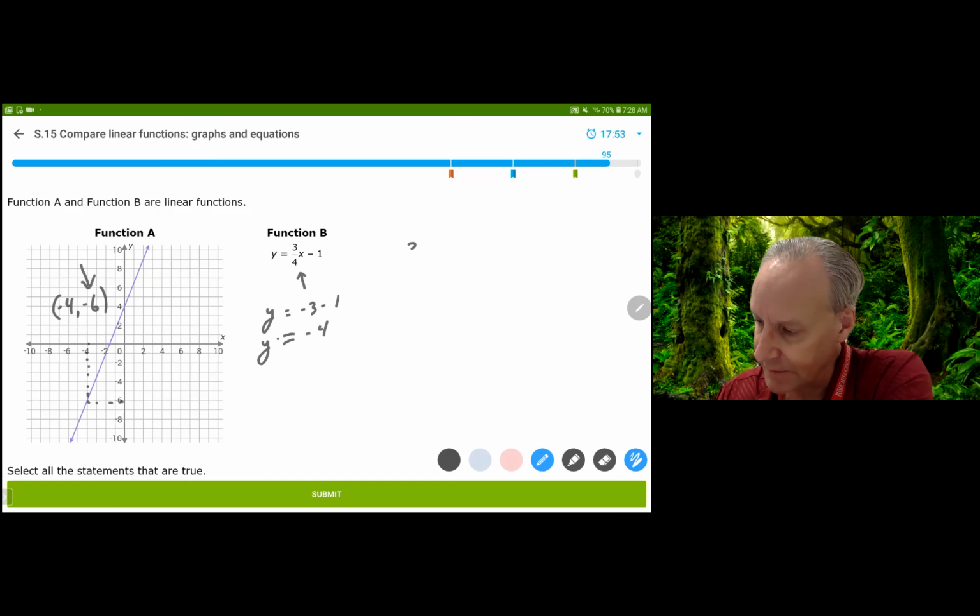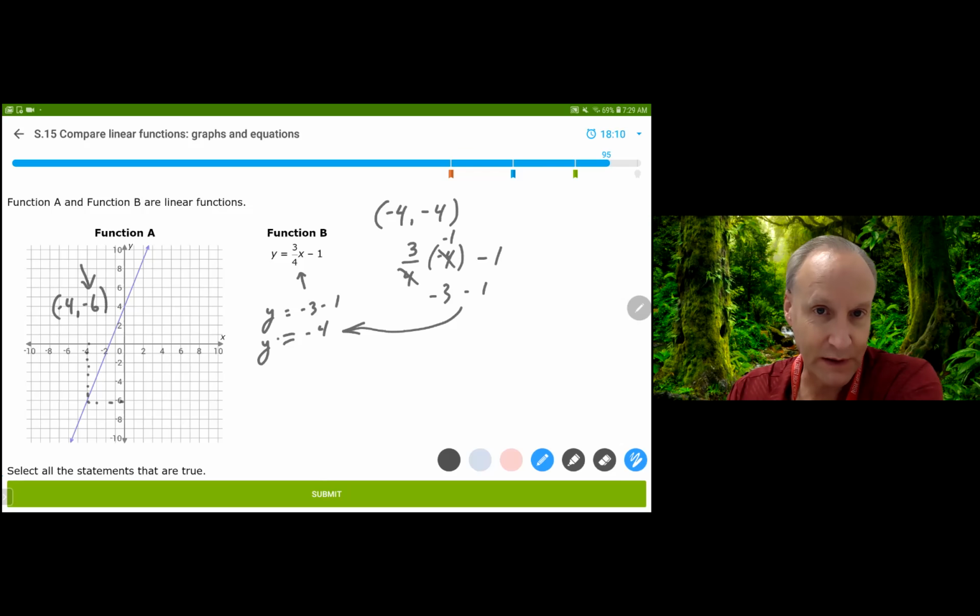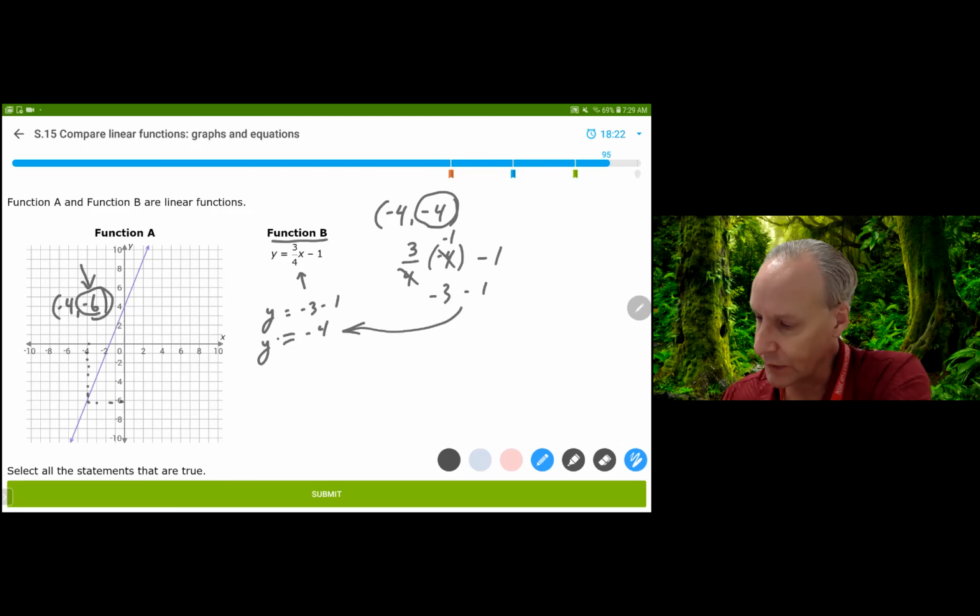If you need to see that, it's 3/4 times -4 minus 1. And the 4's cancel, and you have a -1 there. That's -3 minus 1, which is -4. So a way of writing that as a point is -4, -4. Now, one thing you want to keep in mind is that -4 is actually larger than the -6. So the function b has a larger value, or has more value, when x is equal to -4.